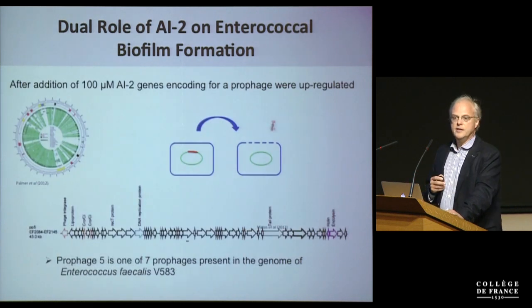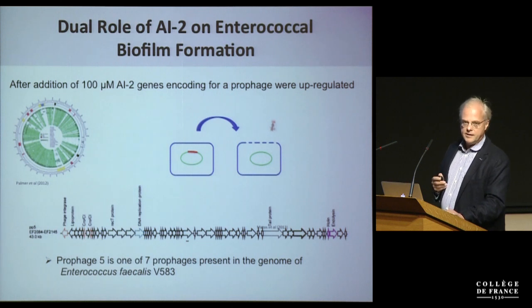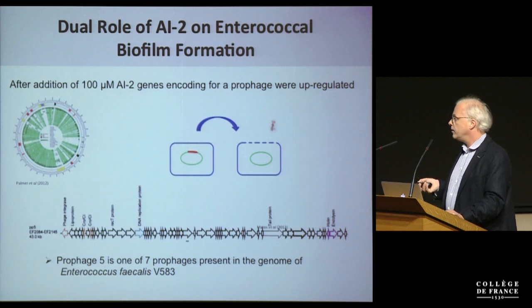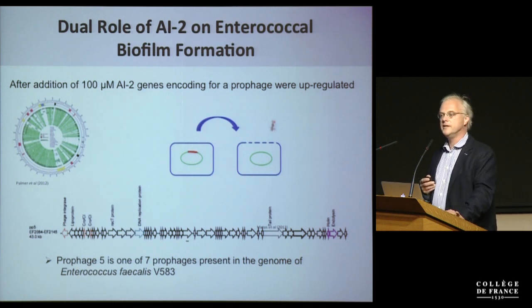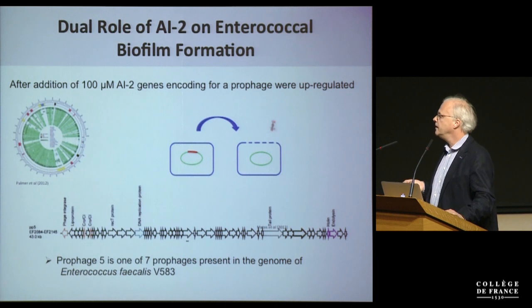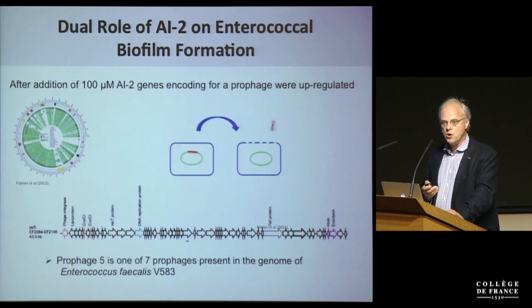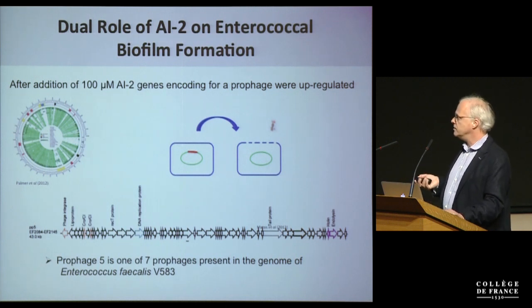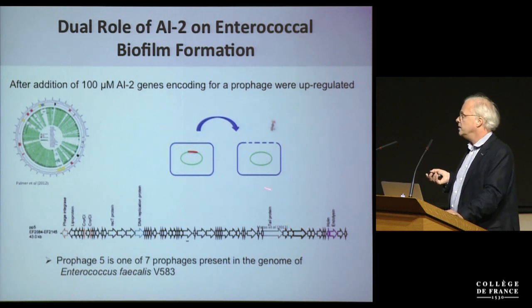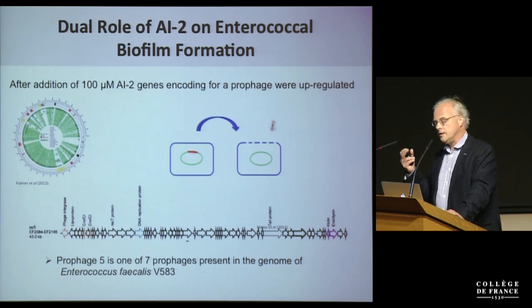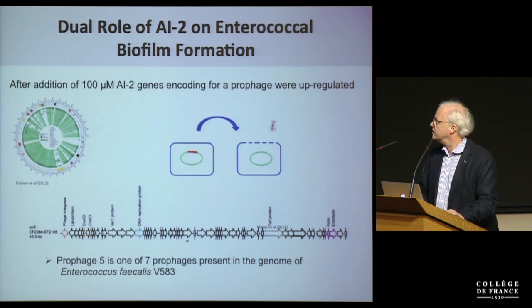And what we found when we looked at the RNA-seq data of the addition of 100 micromolar AI2 was that one prophage of Enterococcus faecalis was highly upregulated. It's called prophage 5. There are altogether 7 prophages known in the strain that we have used. It's a fully sequenced strain. So the idea was really that this induction of the prophage leads to lysis of the bacteria and release of the phages.